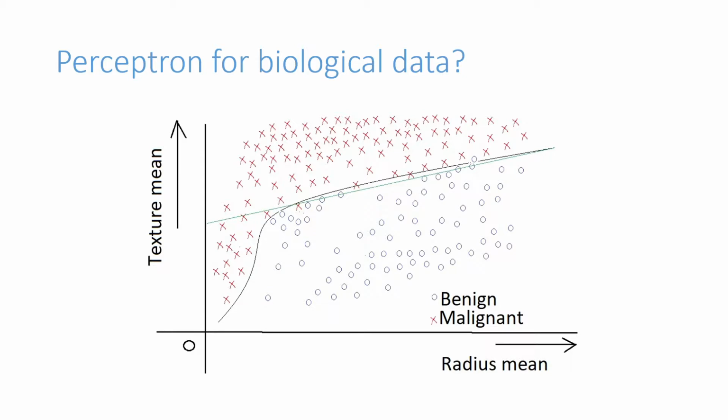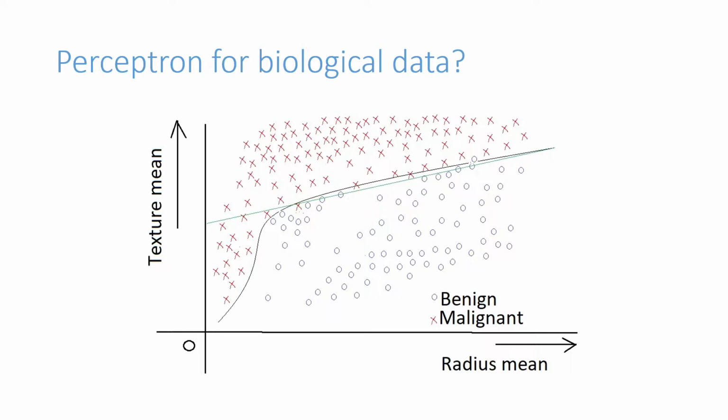This is an example of how a perceptron can be used for classifying data in the case of biological datasets. In this dataset, we have two kinds of data points: benign cancer and malignant cancer. This is the breast cancer dataset. One feature is the radius mean of the breast infected, and one other feature is the texture mean of the breast infected. You can see the perceptron has failed to classify correctly some of the data points, the red crosses, which are actually the malignant forms of cancer.